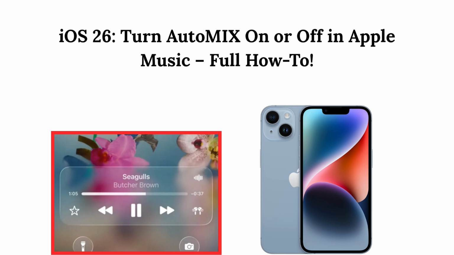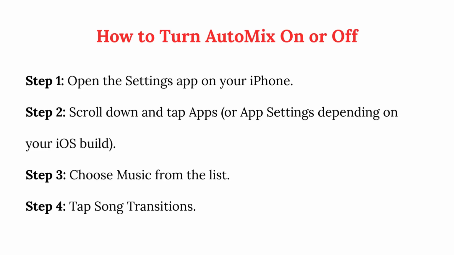iOS 26. Turn AutoMIX on or off in Apple Music. Full how-to. How to turn AutoMIX on or off. Step 1. Open the Settings app on your iPhone.